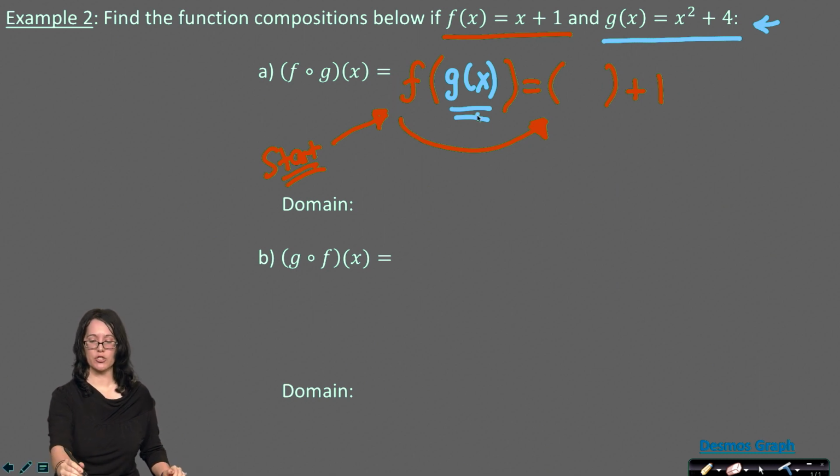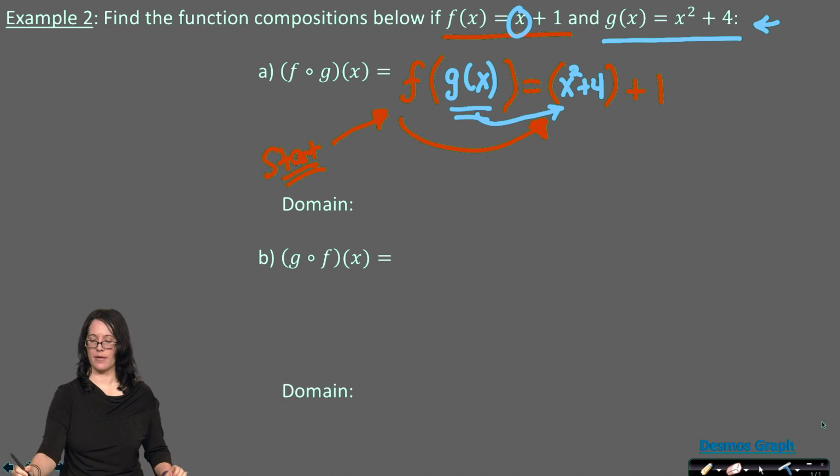We're going to insert g of x as our input for x in the outside function. So this becomes x squared plus 4 as the input for x here. And then we're going to add 1 because that's the rule for f.